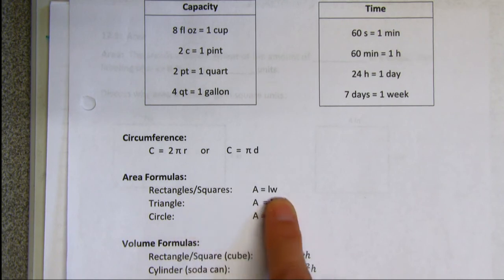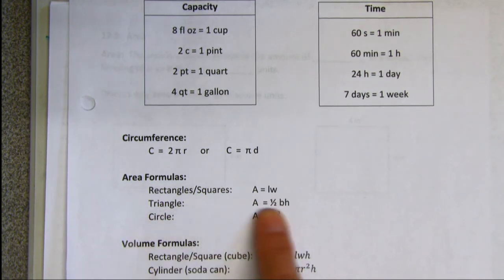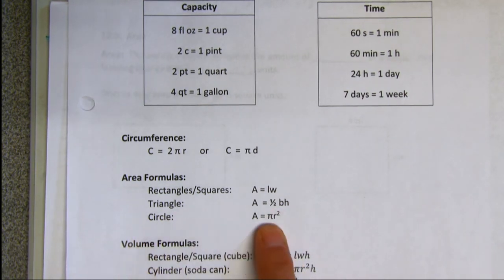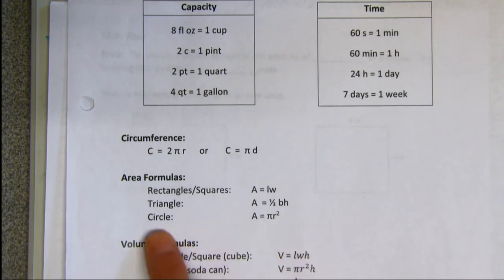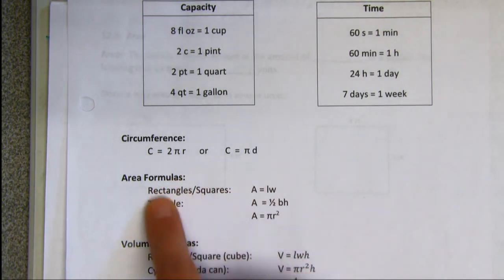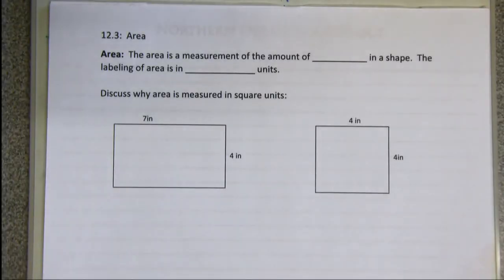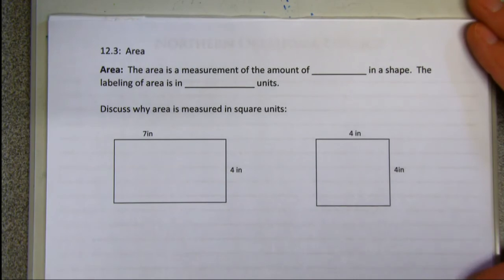Rectangle and square: LW, this means length times width. Triangle is 1/2 times base times height. Circle is pi, which remember we use 3.14, times radius squared. So in today's lesson, these are the formulas you will be using. They're also in your notes.